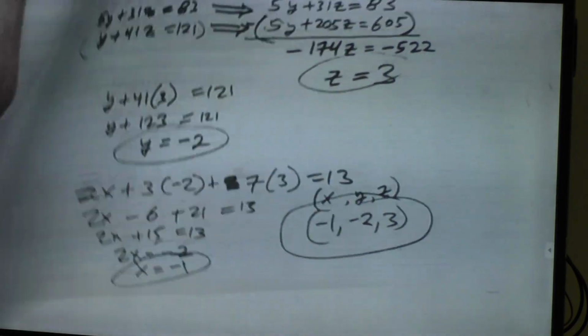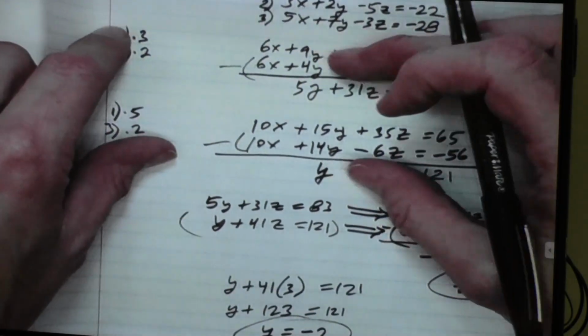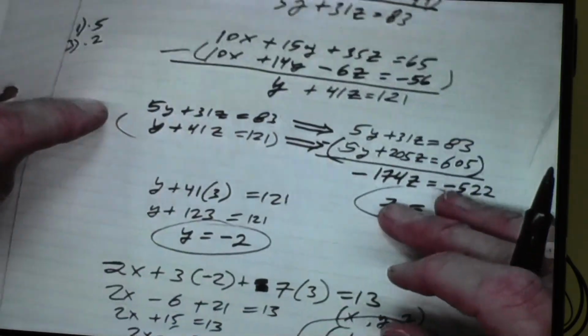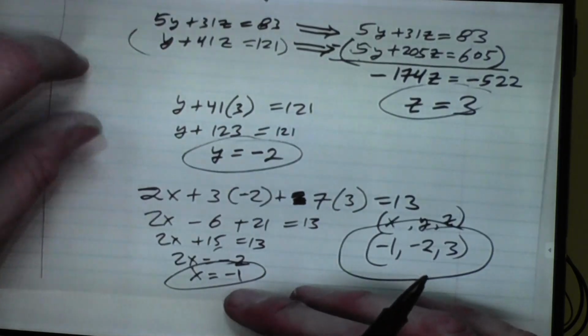Okay, that's part one, and that's a pretty good example there of how to take all three of these, break them down so you get two variable equations, and then use that as normal to solve for those two variables, and then solve for the third variable.